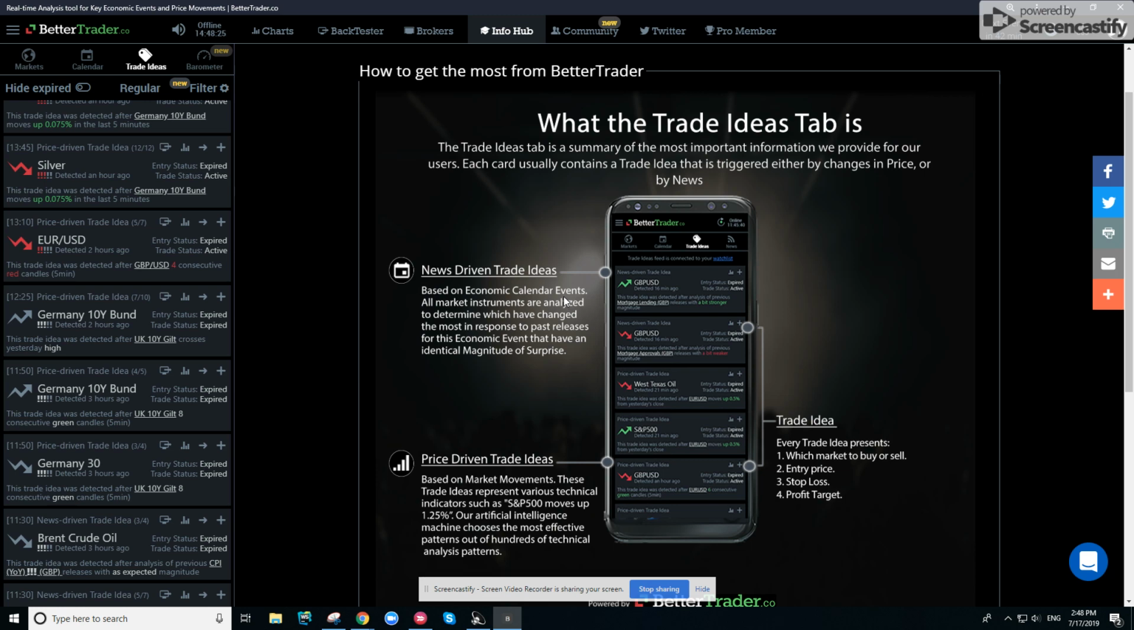Hello everyone. So right now I'm in the info hub and I'm going to explain what the trade idea tab is. On the side we have our trade ideas open, and the trade idea tab is a summary of the most important information we provide for our users. Each card usually contains a trade idea that's triggered either by changes in price or by news.